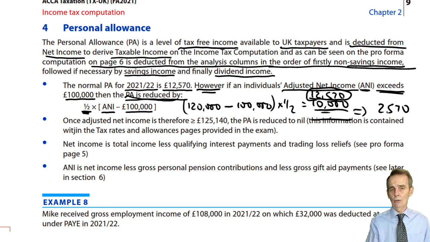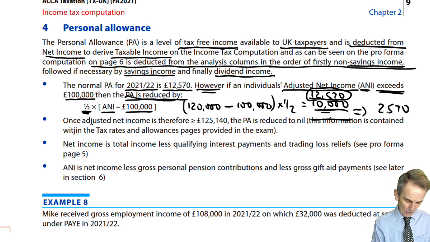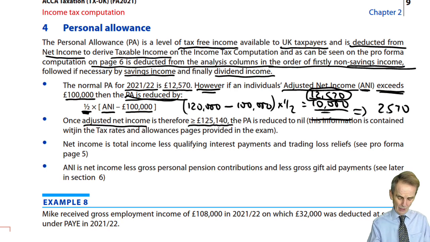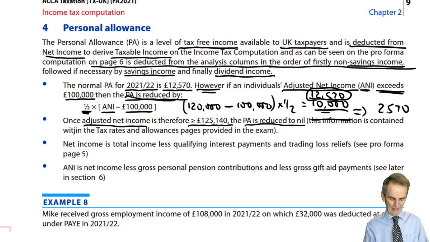And all that will then do is simply reduce the personal allowance to 0. Don't worry, HMRC don't get vindictive and start giving a negative personal allowance. That's not going to happen. It will reduce it down to 0. And that means that once our adjusted net income figure is equal to or greater than £125,140, then your personal allowance will be reduced to nil.